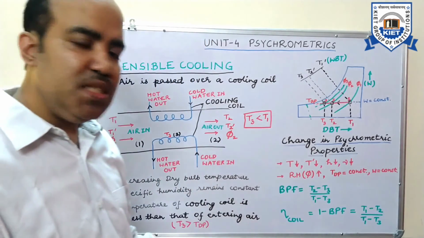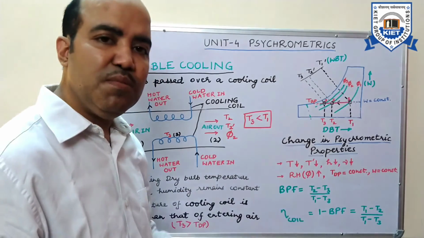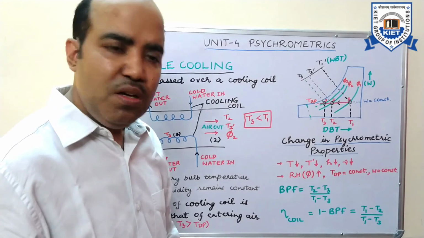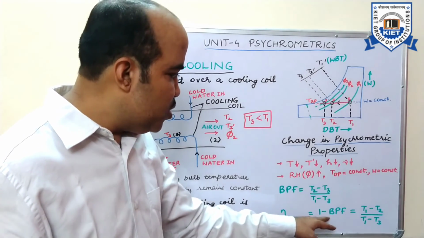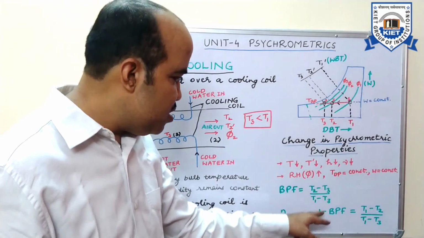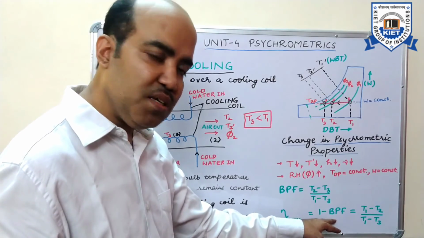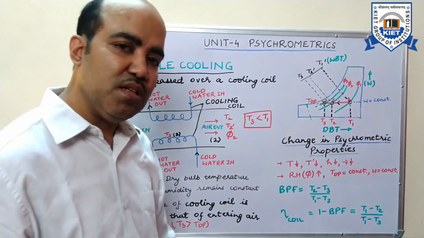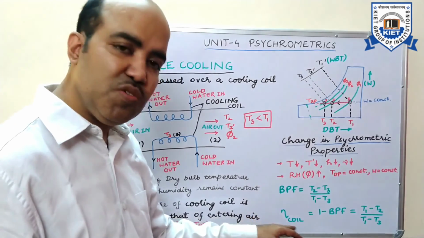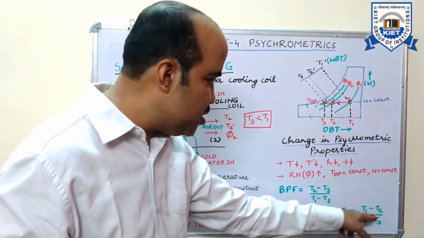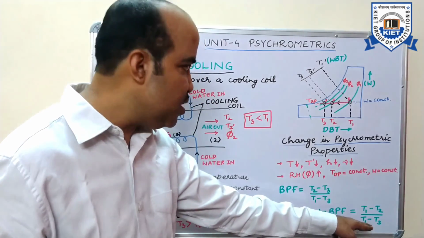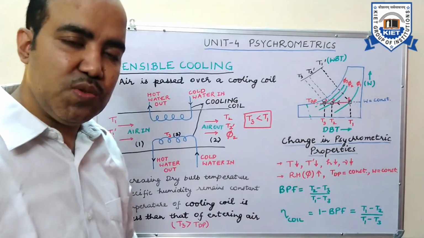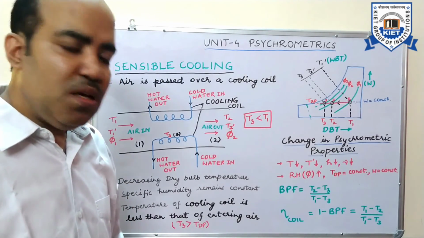Finally, the efficiency of the coil is equal to 1 minus the bypass factor. If you put the bypass factor equal to T2 minus T3 by T1 minus T3 over here and simplify it, you will obtain the efficiency of the coil as T1 minus T2 by T1 minus T3. That is output divided by input, in a sense.